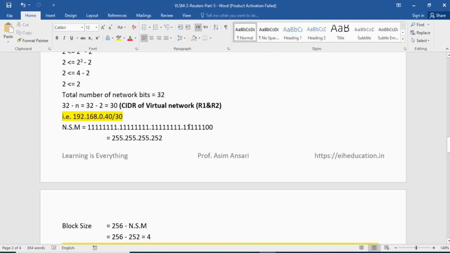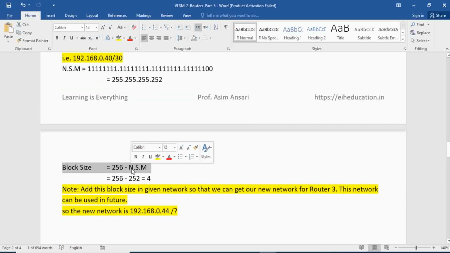The answer is 255.255.255.252. If we add all the values as per the power of 2 rules, we will get 255, and if we add 6 values 128, 64, 32, 16, 8, 4, we will get 252. The formula of block size is block size equals 256 minus new subnet mask. So 256 minus 252 equals 4.